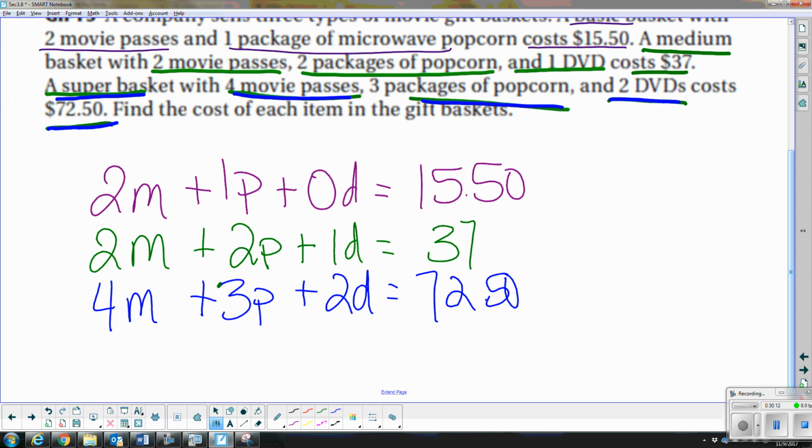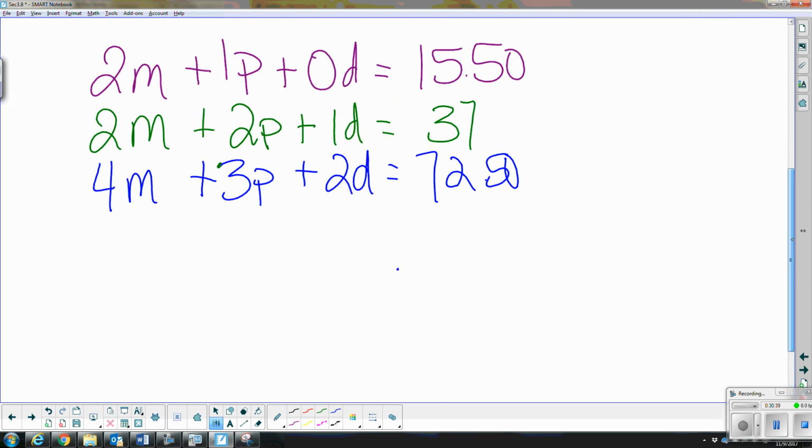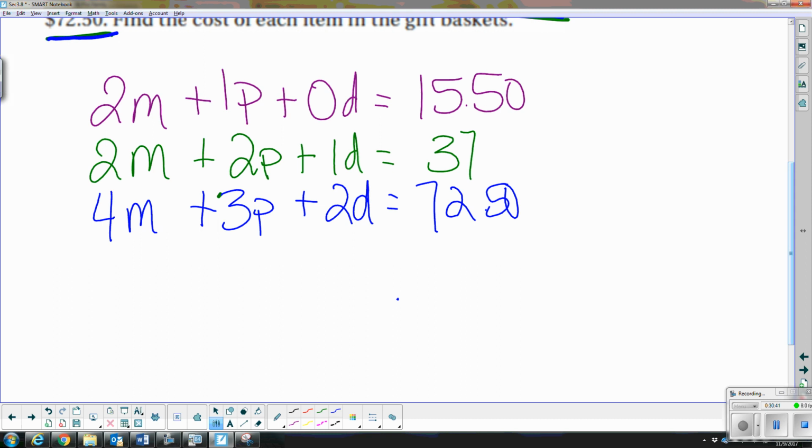So notice in the first equation how I have 1p and 0d. If you were just writing out the equations, if the test asked you for an equation, you would have to simplify it as 2m plus p equals 1550. But I put those coefficients there so that I can set up my matrix easily. So I want my coefficient matrix, that's matrix A. So matrix A is my coefficient matrix.